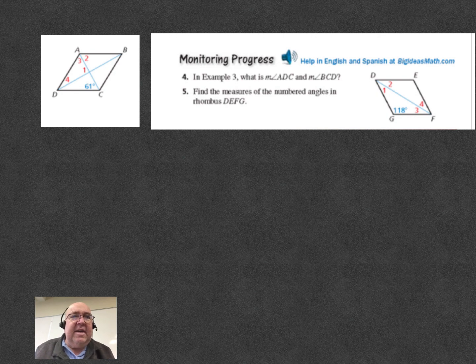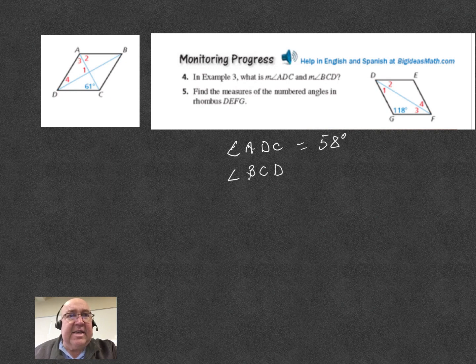In the example before, and I brought that forward, ADC is going to be A, D, and C. It's going to have two 29 degree angles, so that included angle is going to be 58 degrees, 29 times 2. And then we want to know what the measure of angle BCD is, and that includes a 61 degree angle and another 61 degree angle, so that's going to be 122 degrees.